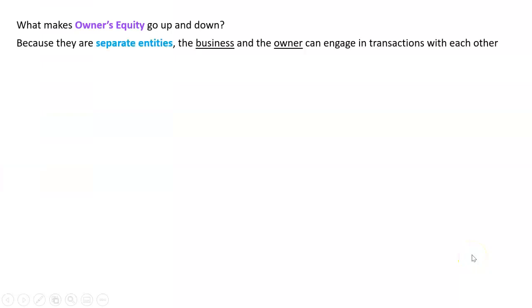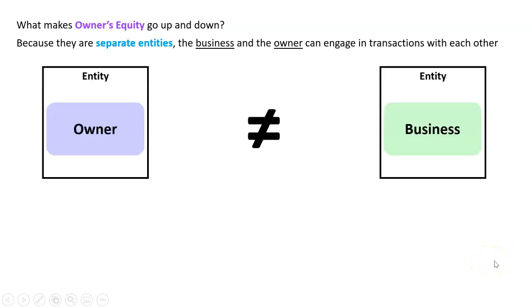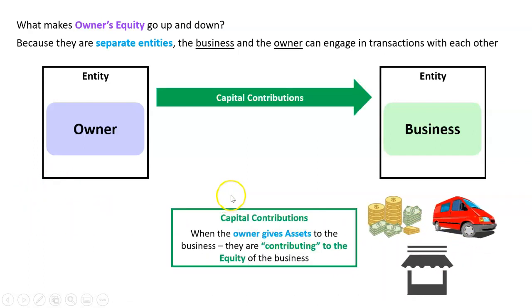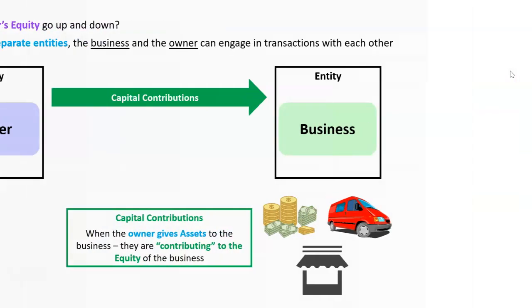Because they're separate entities, the business and the owner can engage in transactions with each other. In the eyes of the law, they are separate entities. We've got the owner over here and the business here, and the owner can give the business anything. We've dealt with cash a lot, but they could also give a car or a property or anything. And we call that a capital contribution. When the owner gives assets to the business, they are contributing to the equity of the business.